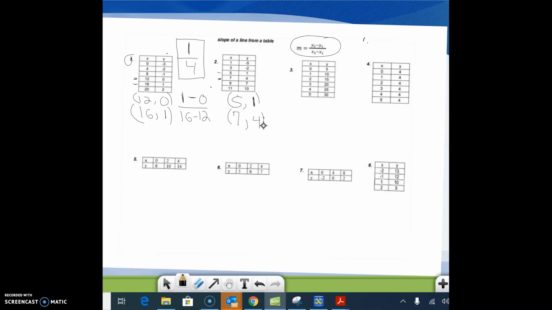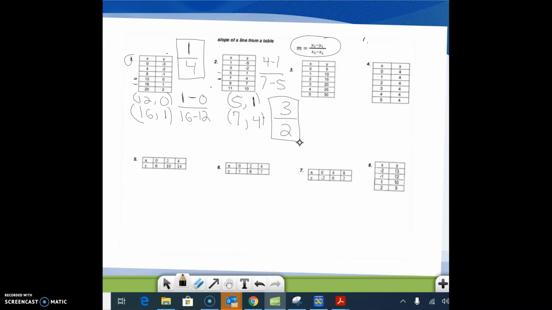All right. So 4 minus 1 over 7 minus 5. Again, y2, y1 over x2, x1. All right. 4 minus 1 is 3. 7 minus 5 is 2. So my slope is 3 over 2. All right. Let's look at the next couple here.